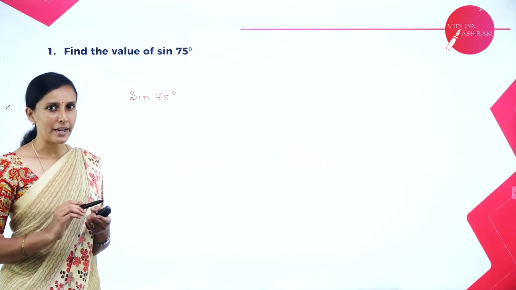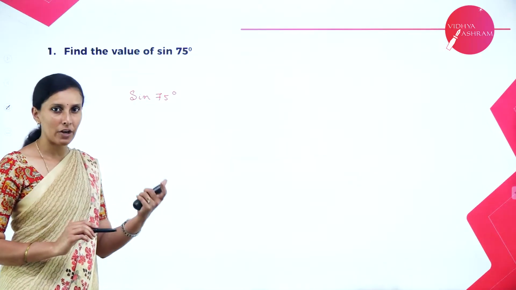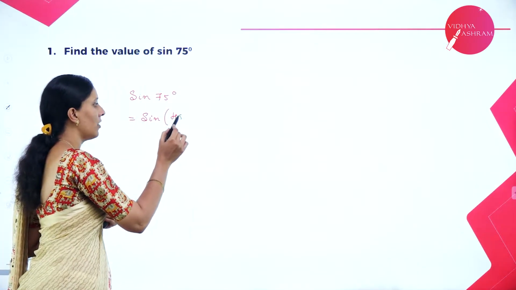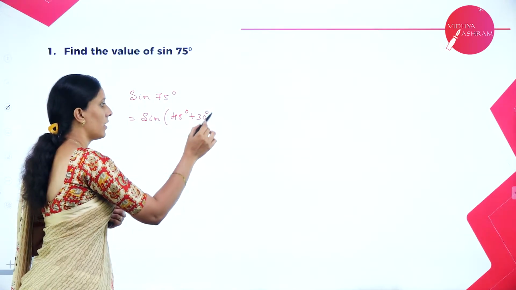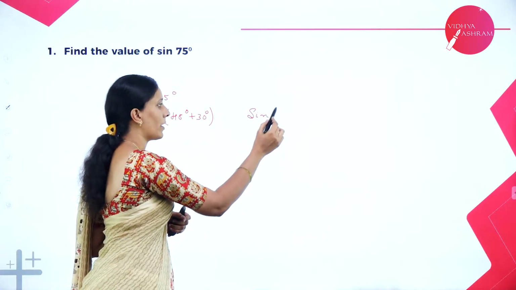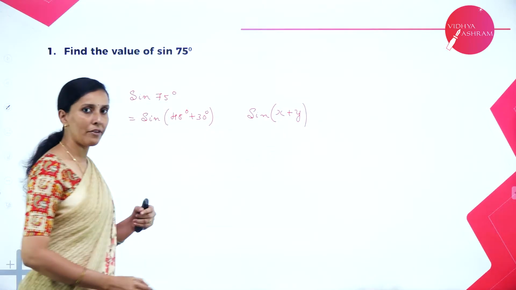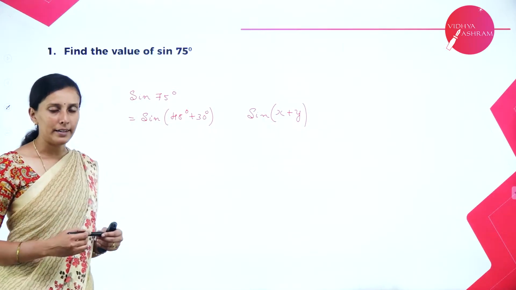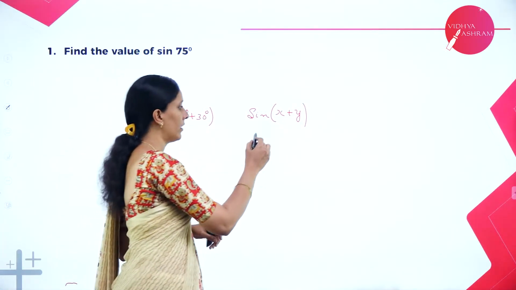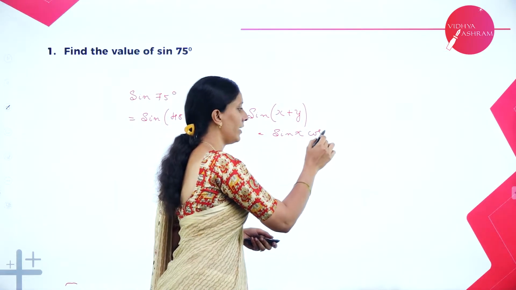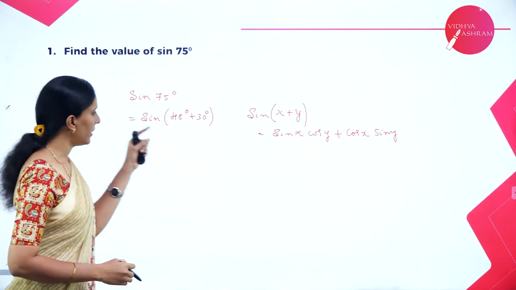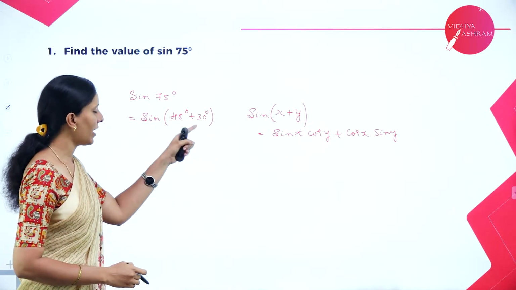But I don't know the value of sine 75 degree because we have not learnt it as one of the standard angles. So that's why sine 75 degree can be written as sine of 45 degree plus 30 degree. Now you can see the given sine function is in the form of sine x plus y. So it's a compound angle and we know the identity of sine x plus y, that is sine x cos y plus cos x sin y. Now using this identity, we can take x as 45 degree and y as 30 degree.